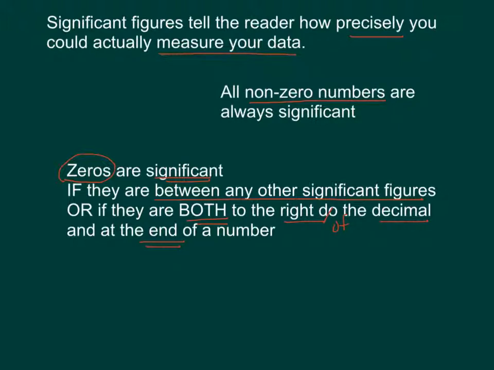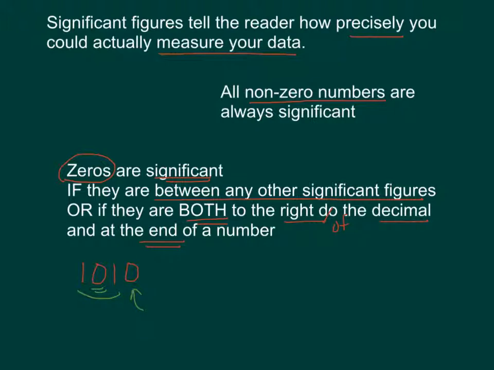If we have the number 1010, in this number there are three significant figures. The non-zero digits, of course, are significant, and this zero is found between them, so it also is significant. But this one at the end is not.